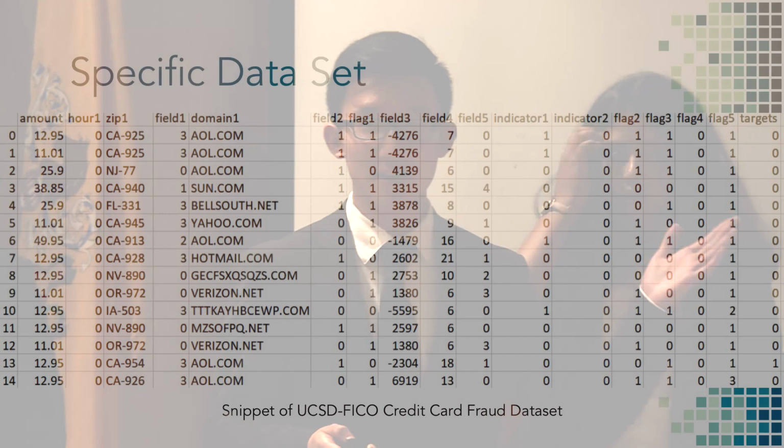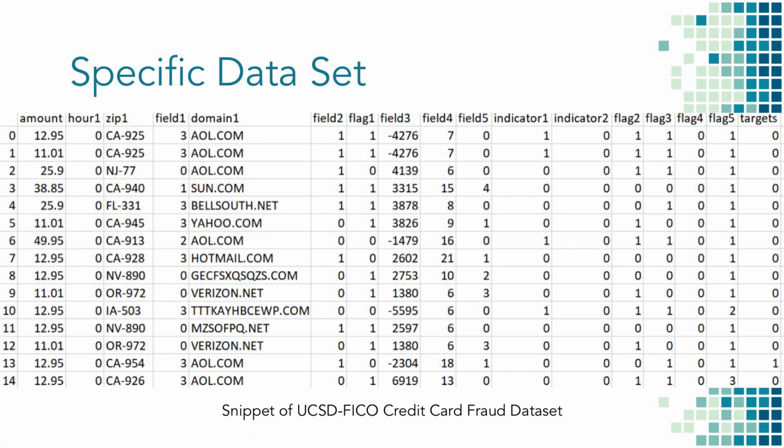All right, so shown above here is the dataset that we used for our research. This dataset came from a 2009 competition hosted by the University of California at San Diego and also the Fair Isaac Corporation. It contains 94,682 data points. However, as seen above, there are several hidden fields due to the confidential nature of credit card information.